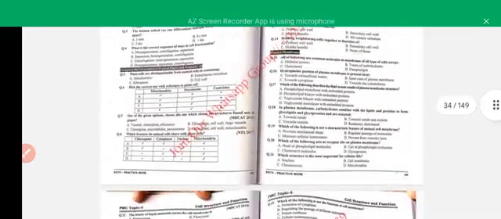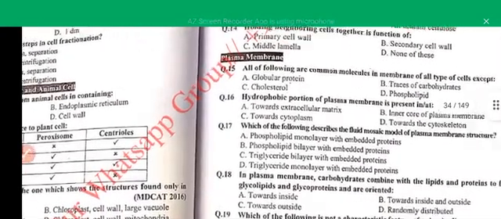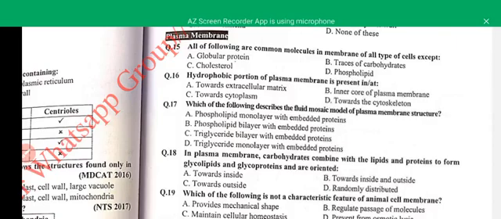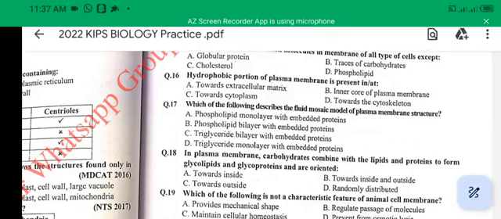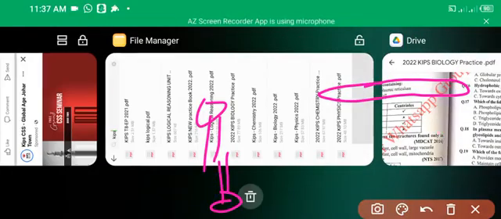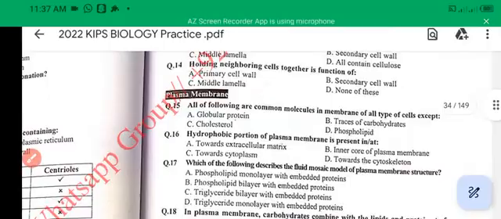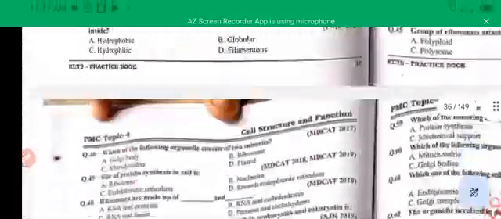Okay, best. Then, the hydrophobic portion of the plasma membrane is present where? The hydrophobic portion is buried inside, not toward the extracellular matrix or toward the cytoplasm. The pattern usually followed is hydrophilic on top, hydrophobic in the middle, and hydrophilic below. So the correct option must be the inner core of the plasma membrane.